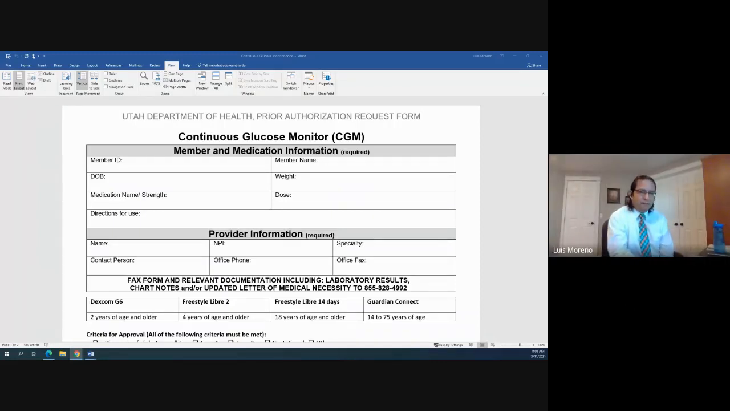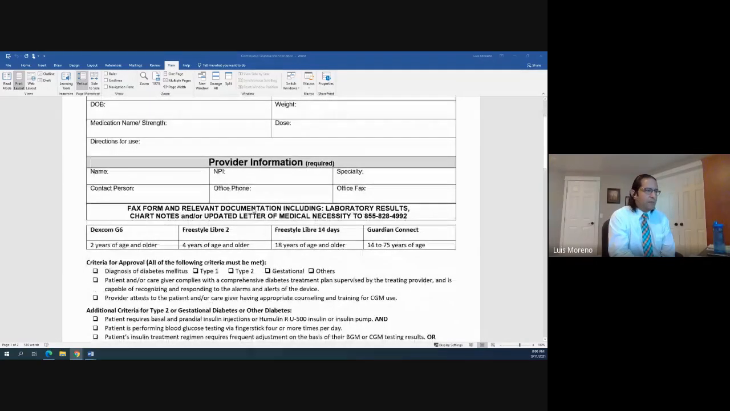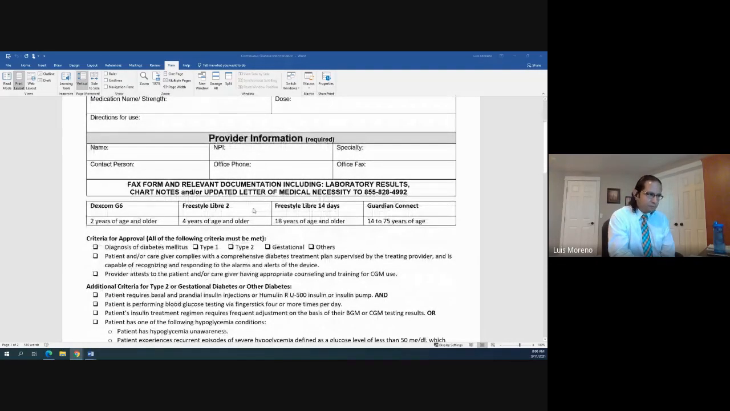So yeah, we're definitely excited to present to you the Utah Medicaid CGM PA criteria for review. As we know, this technology has been shown to benefit certain patients with diabetes mellitus. First, can everybody see the form? Okay. As you can see, it begins by defining the age criteria pertaining to each device, and then after the age criteria, we go into the criteria for approval.